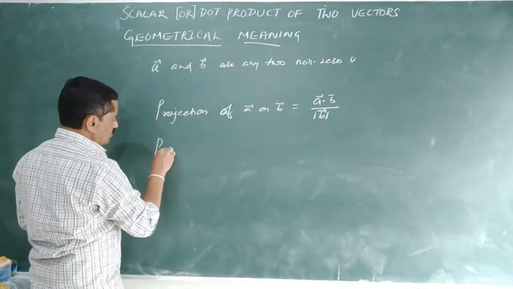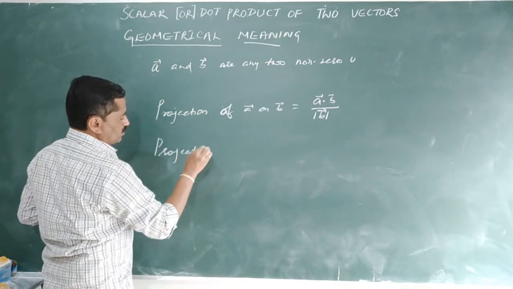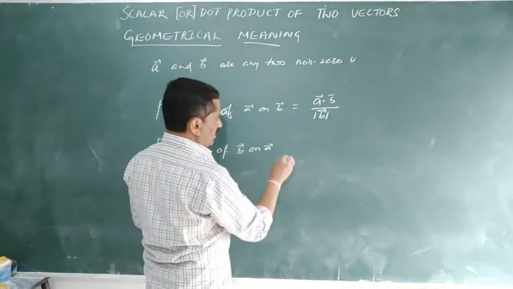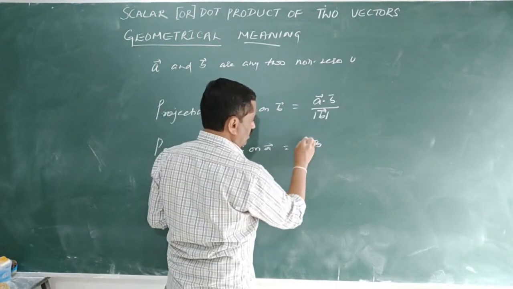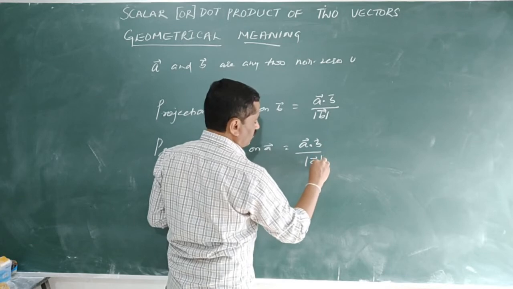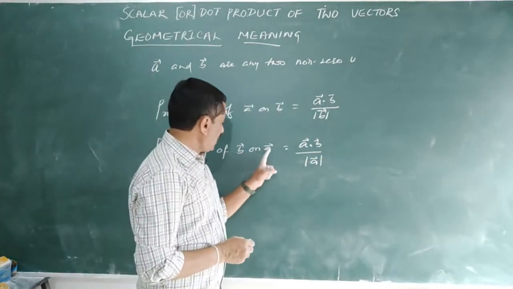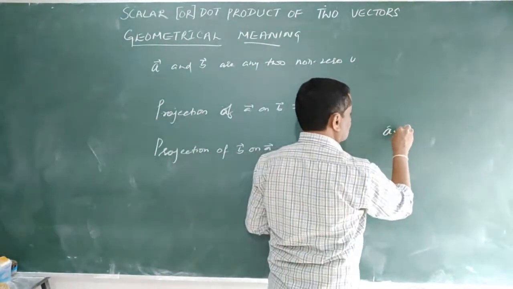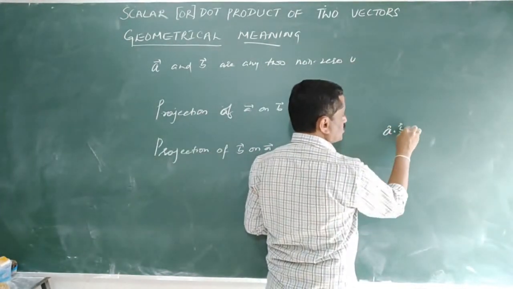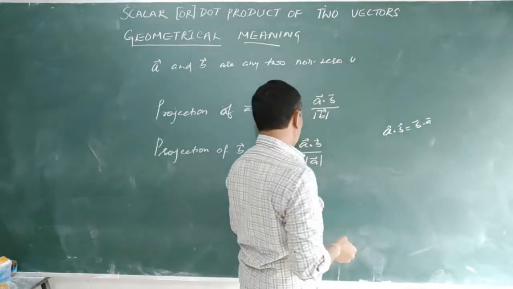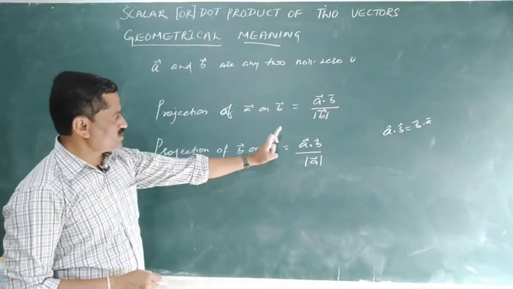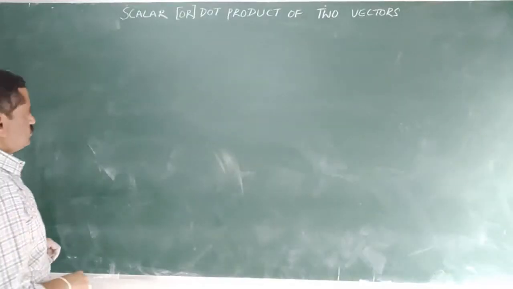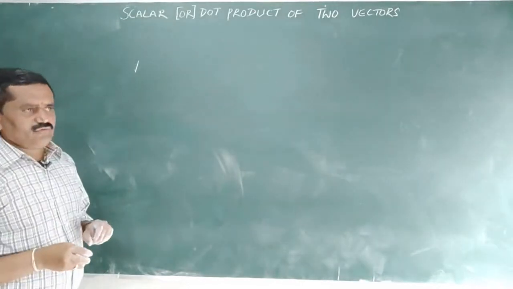Similarly, projection of B bar on A bar is equal to A bar dot B bar divided by magnitude of A bar. So we know that B bar dot A bar can be written as A bar dot B bar. So we know that dot product of two vectors is commutative, that is A bar dot B bar is equal to B bar dot A bar. So therefore, projection of B bar on A bar is equal to A bar dot B bar divided by magnitude of A bar.